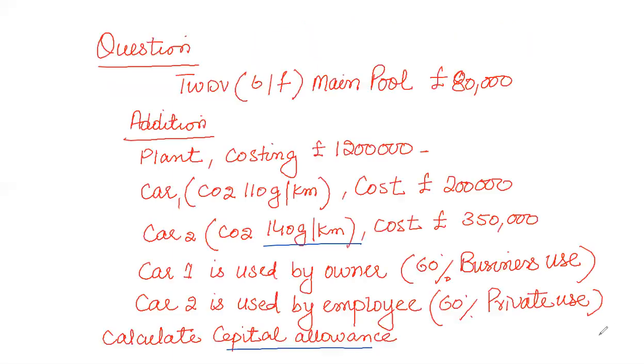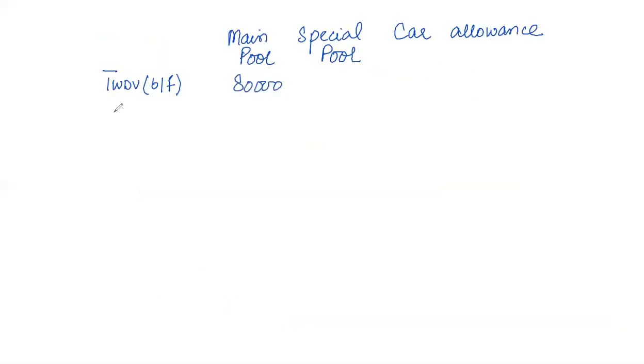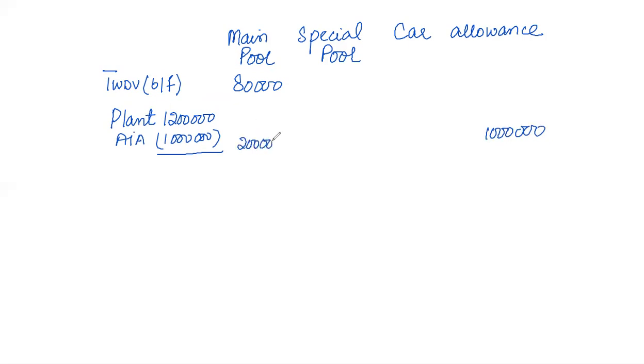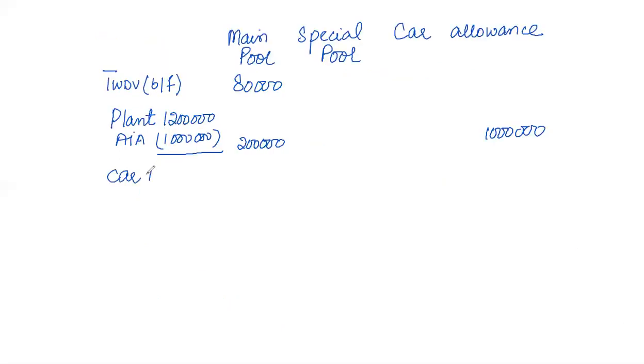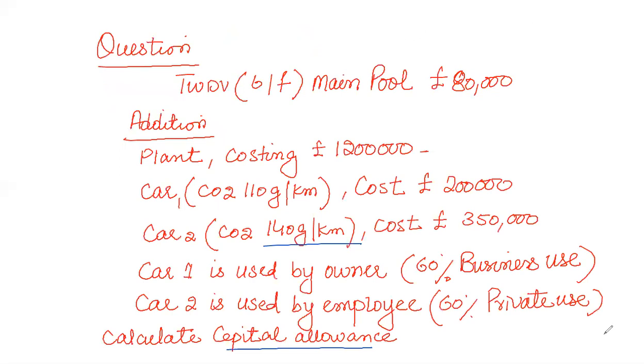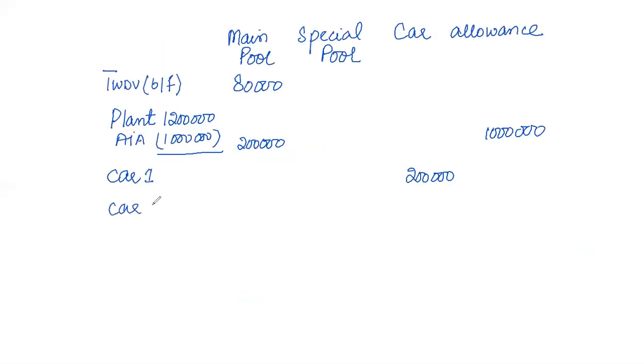Now let's talk about the additions. So first addition is plant costing 1.2 million. We know that up to 1 million, we can claim AIA. So 1 million is being claimed as AIA, transferred to the allowance column, and the excess is 200,000. And then we have car one, which is used by the owner for business purpose. So car one cost is 200,000 as a separate column item, and car two, 350,000, a special pool item.